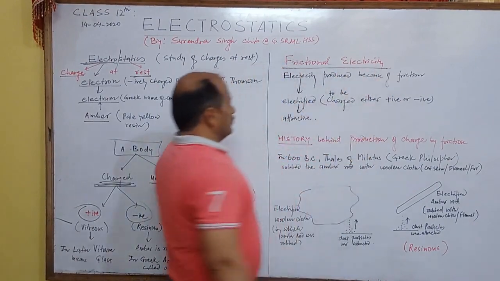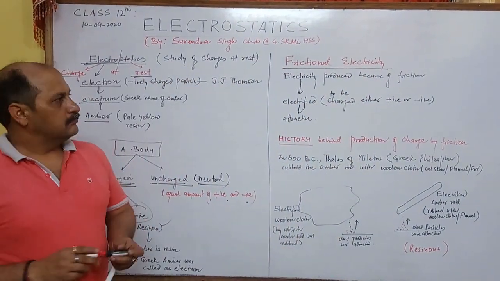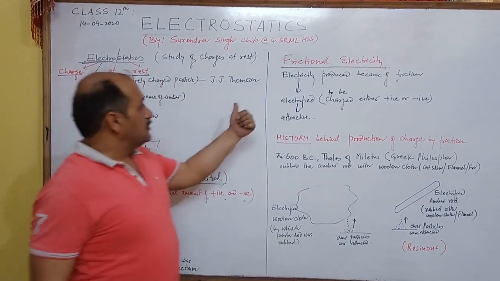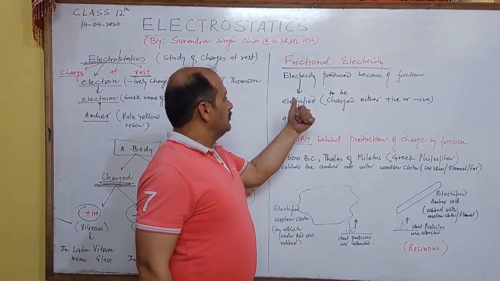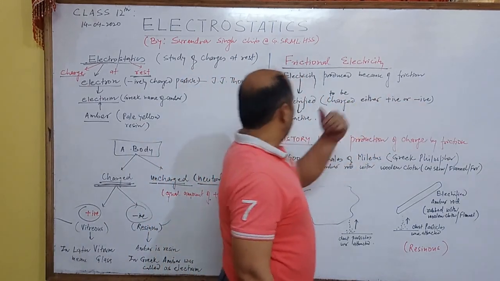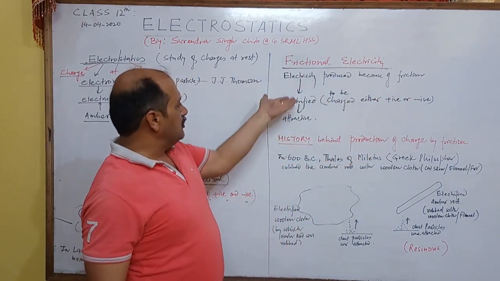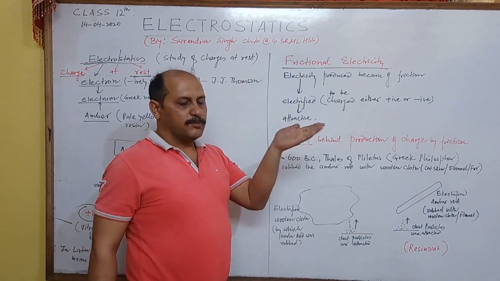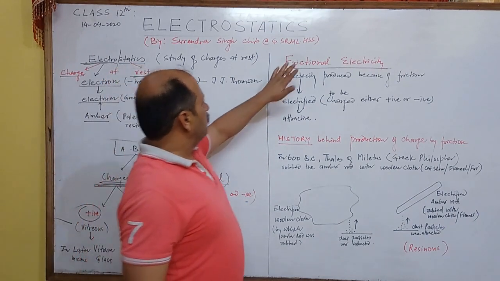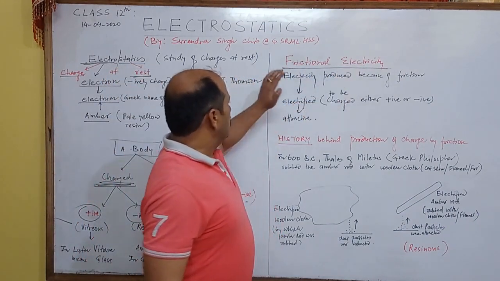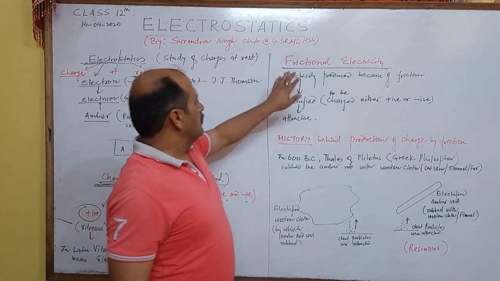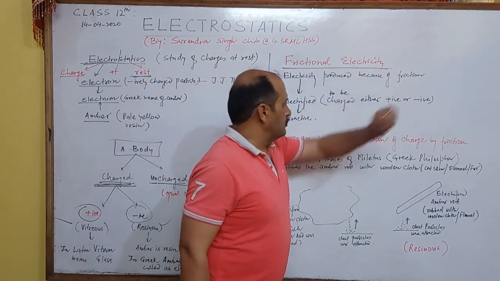Frictional electricity. Now, what is frictional electricity? First, what is electricity? I have told you, a body is said to be electrified if it gets charged, either positive or negative, or you can say it attains the property of attracting small bits of paper or dust particles. Frictional electricity means electricity produced because of friction, or you can say charge produced because of friction.